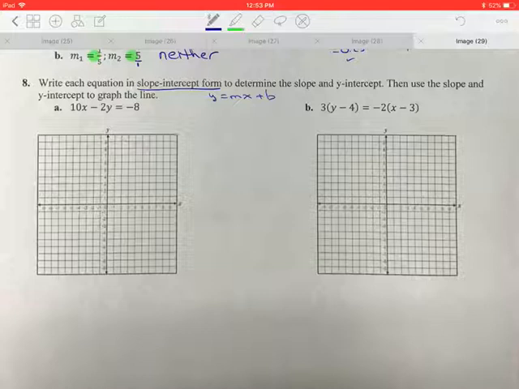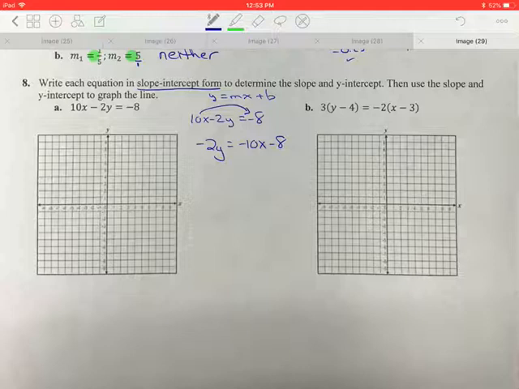So the first thing I have to do is solve for y. So I'm going to take this first equation, and I want to get y by itself, which means I want to move the x's to the other side. If I change sides, I change signs. So I get negative 2y equals negative 10x minus 8. Then I'm going to divide through by a negative 2. And I get y equals 5x plus 4.